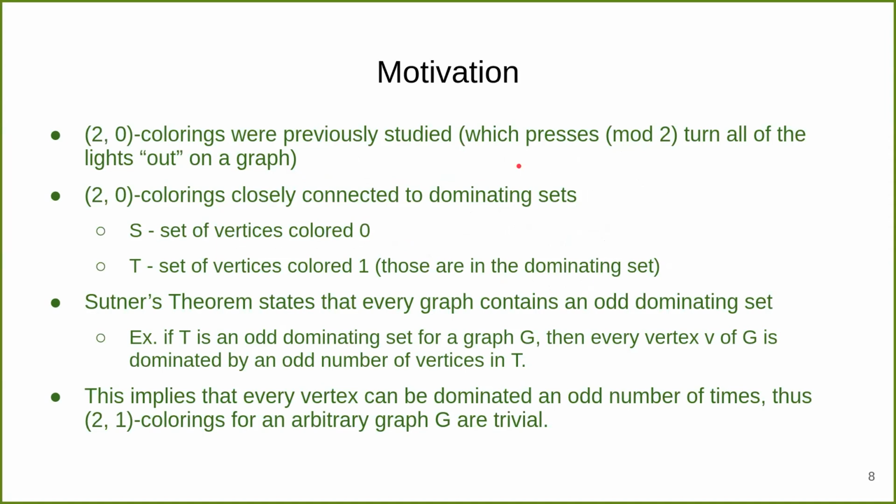And so modular monochromatic 2-0 colorings were previously studied and used this idea of turning on and off lights with the lights out puzzle. And 2-0 colorings are closely connected to dominating sets. So if we have 2 sets, S and T, where S is the set of vertices colored 0, and T is the set of vertices colored 1. Sutner's theorem states that every graph contains an odd dominating set. So if T is an odd dominating set for a graph G, then every vertex V of G is dominated by an odd number of vertices in T. So this implies then that every vertex can be dominated an odd number of times. Thus, 2-1 colorings for an arbitrary graph G are trivial.